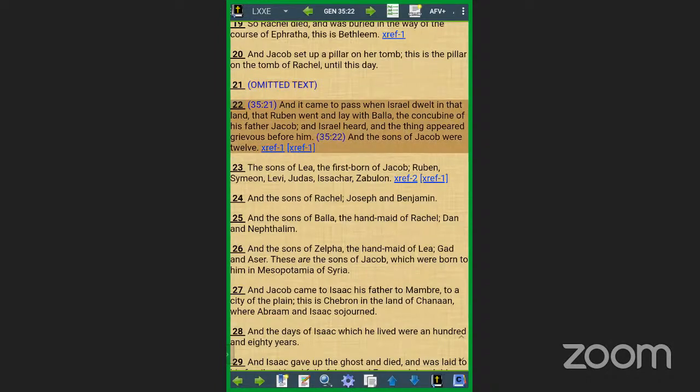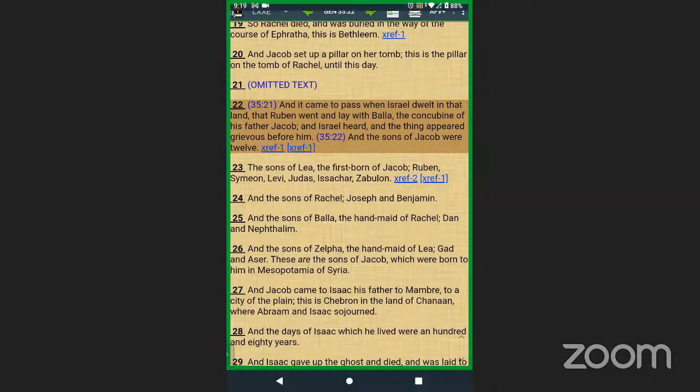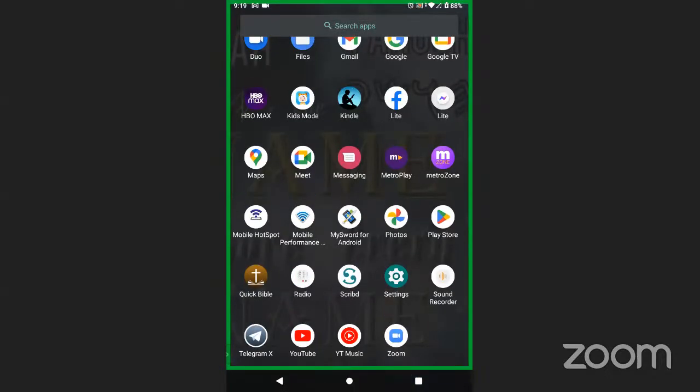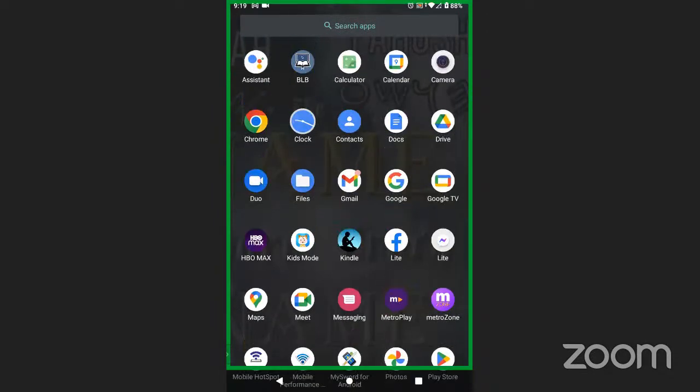And it came to pass when Yasharal dwelt in that land that Reuben went and laid with Bilhah, concubine of his father Yaqub, and Yasharal heard, and the thing appeared grievous before him, and the sons of Yaqub were 12. So this is showing Reuben committing adultery here, sleeping with his father's wife, revealing the nakedness of his father and all that.